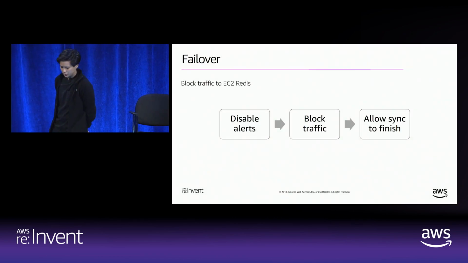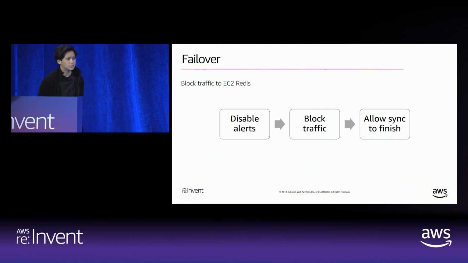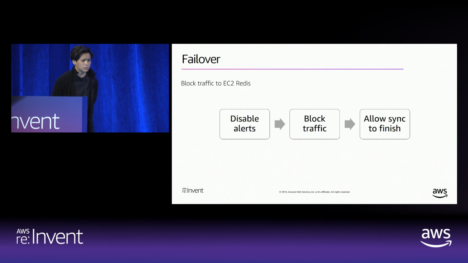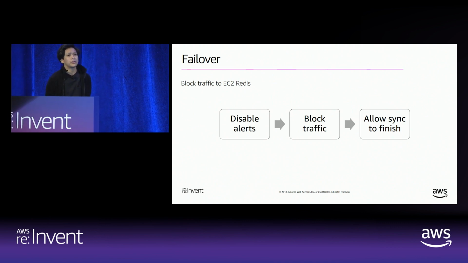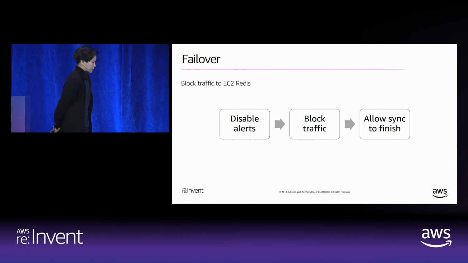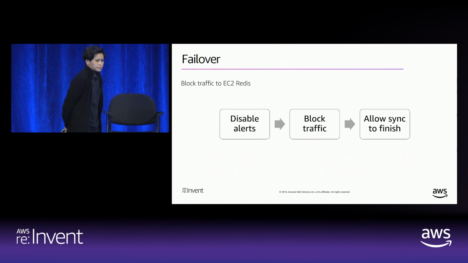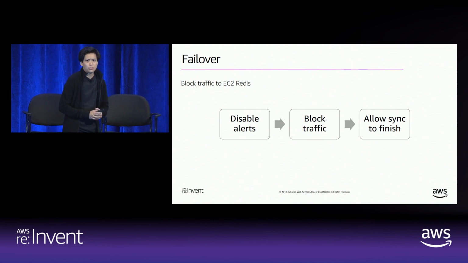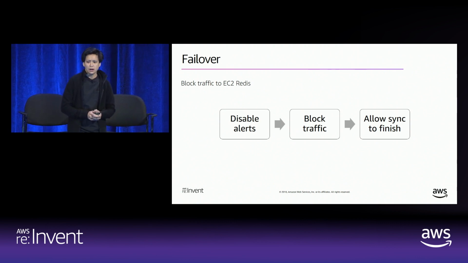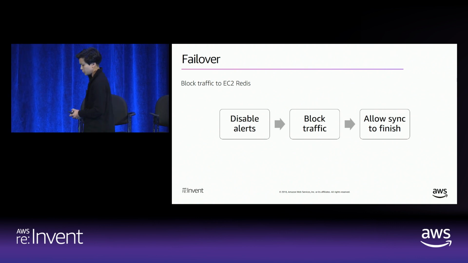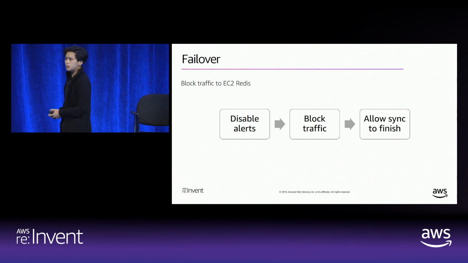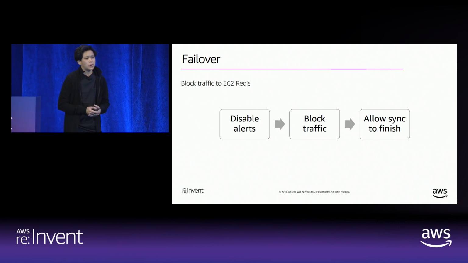So that adds the second replica to your EC2 Redis cluster. The failover. This is, I would say, the most critical part, because this is where you will definitely get errors, right? At this point, we have to block traffic to EC2 Redis, which will block all writes, right? You won't get any read errors, but your application will get write errors, because now they can't write to any of your EC2 Redis nodes or clusters.